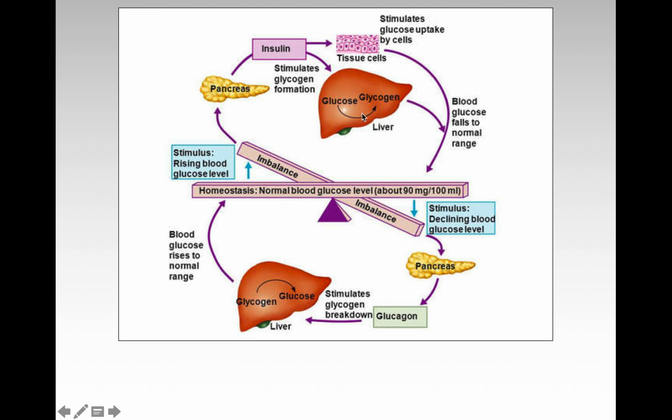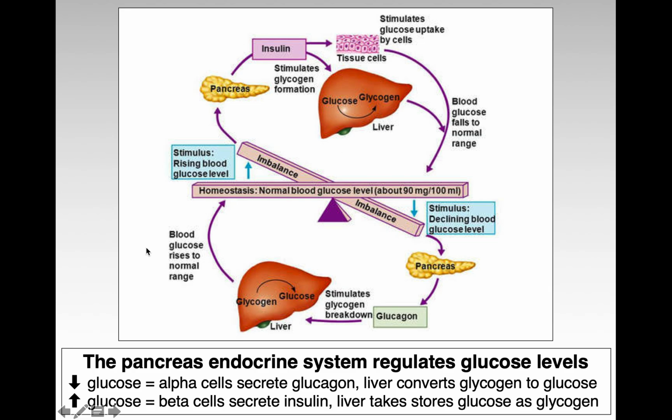All right, and there's lots of regulation here. I'm not going to go into the details of it here, but if you have low glucose, then you're going to secrete glucagon to make more. If you have high glucose, you're going to secrete insulin to store that as glycogen.